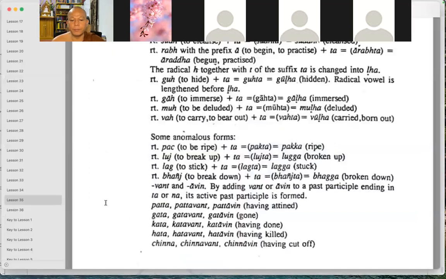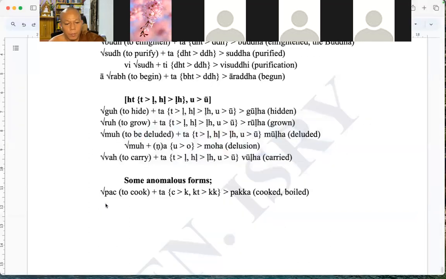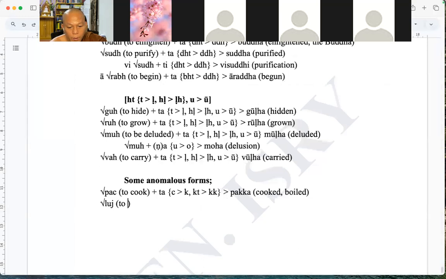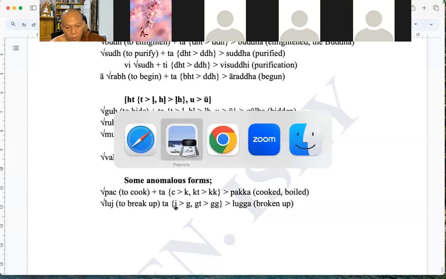And then next is luge. So luge here means to break up, and the past participle da. So here also, commonly ja should be assimilated to da as da da, but not like that here. So ja becomes ga, and then ga da becomes ga ga. In this way, lo ga, broken up, lo ga.